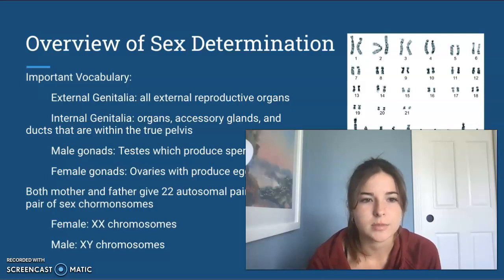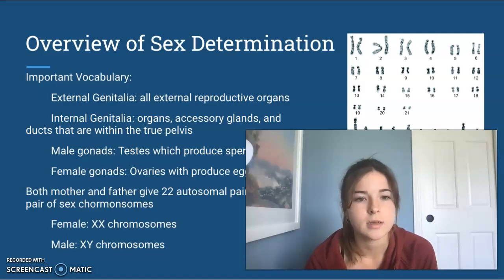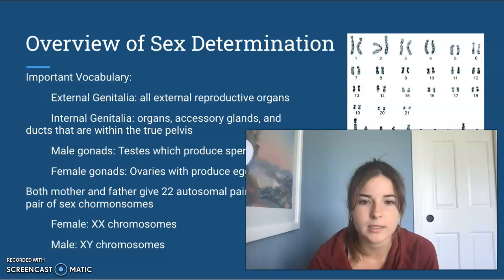A couple of terms that we need to establish begin with external genitalia. This includes all of the external reproductive organs. On the other hand, the internal genitalia is the organs, accessory glands, and ducts that are within the true pelvis. They connect the gonads with the outside world. Gonads are the organs that produce gametes. Gametes are the reproductive cell of humans.